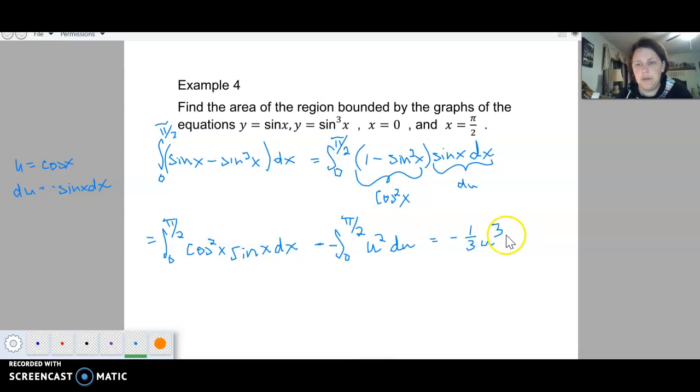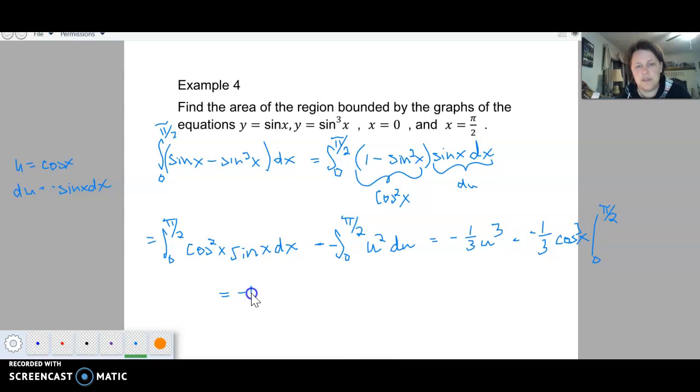And then plug back in our u, so negative 1/3. Also, like we were talking about before, we could change our limits of integration to be in terms of u. You can do that too. That's up to you, however you want to do that. I'm just going to substitute this one back in, but either way. And that is cubed. So we've got negative 1/3 cosine cubed of x from 0 to pi over 2.